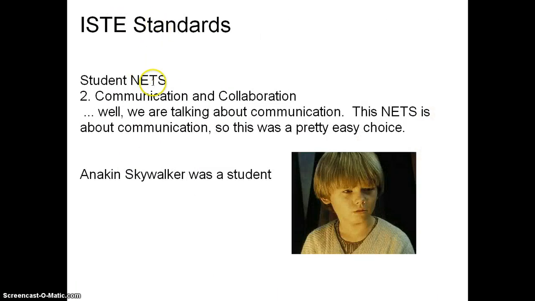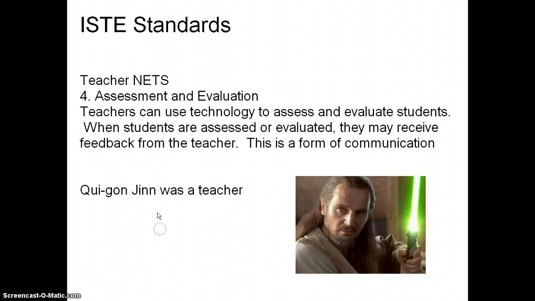ISTE standards. The student in NETS would be communication and collaboration. This one's pretty obvious because we're talking about communication. So for ISTE standards, we have the Anakin Skywalker was a student, and that would be an example there.